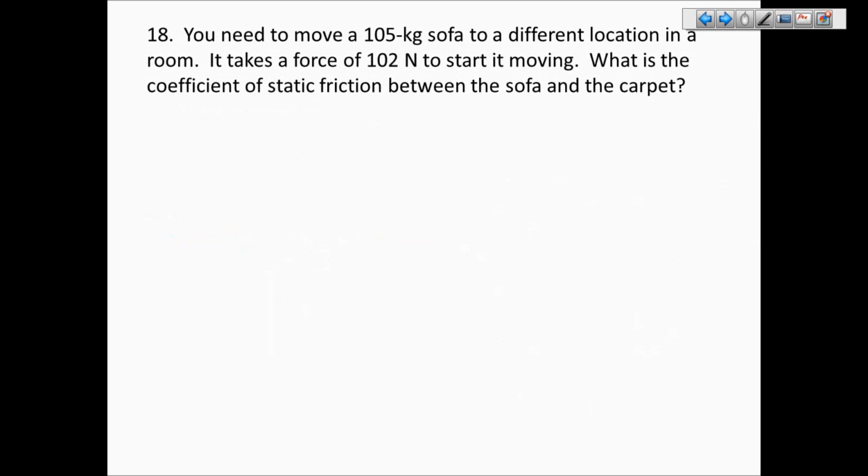Okay, let's move along. In number 18, you need to move a 105 kilogram sofa. Now, this time, they're telling us the mass of the sofa rather than the weight. So I'm going to need to change that to a weight. We're trying to move it to a different location in a room. It takes a force of 102 newtons to start it moving. What is the coefficient of static friction between the sofa and the carpet?